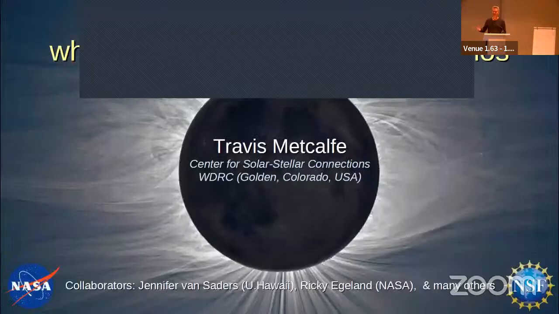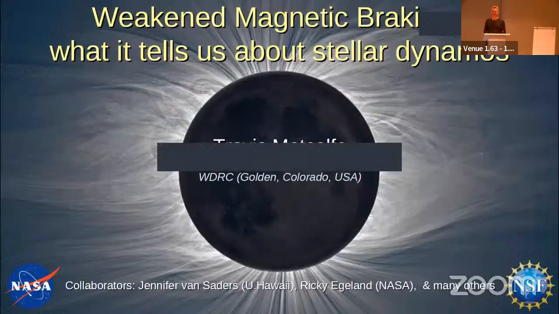All right, in 2016, my close collaborator, Jennifer van Saders, suggested weakened magnetic braking in old solar-type stars as a way of explaining some observations of Kepler field stars. And I've spent most of the last 8 years really trying to understand what drives weakened magnetic braking in these stars and in new samples of similar stars.